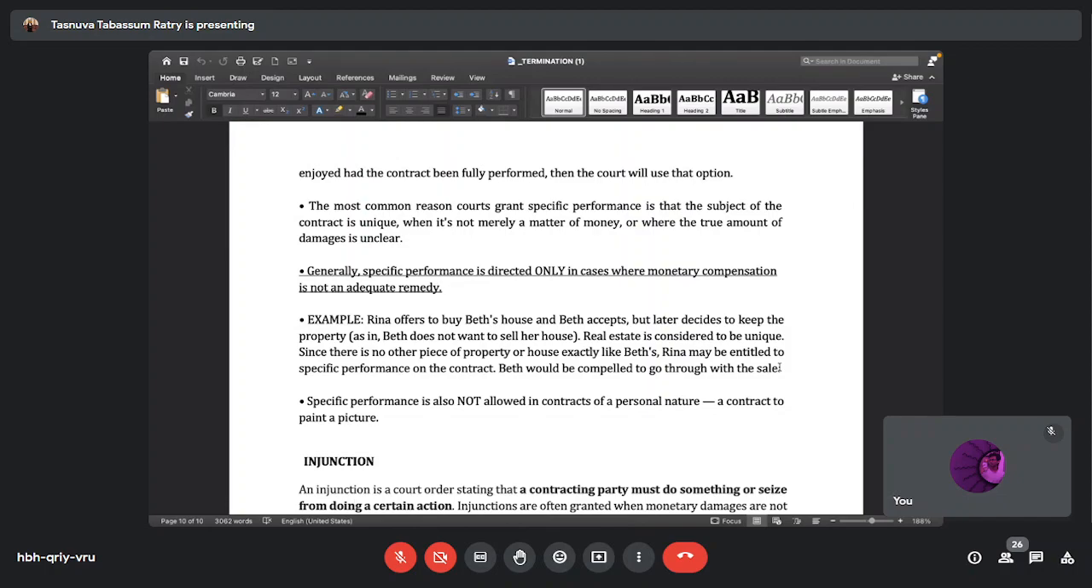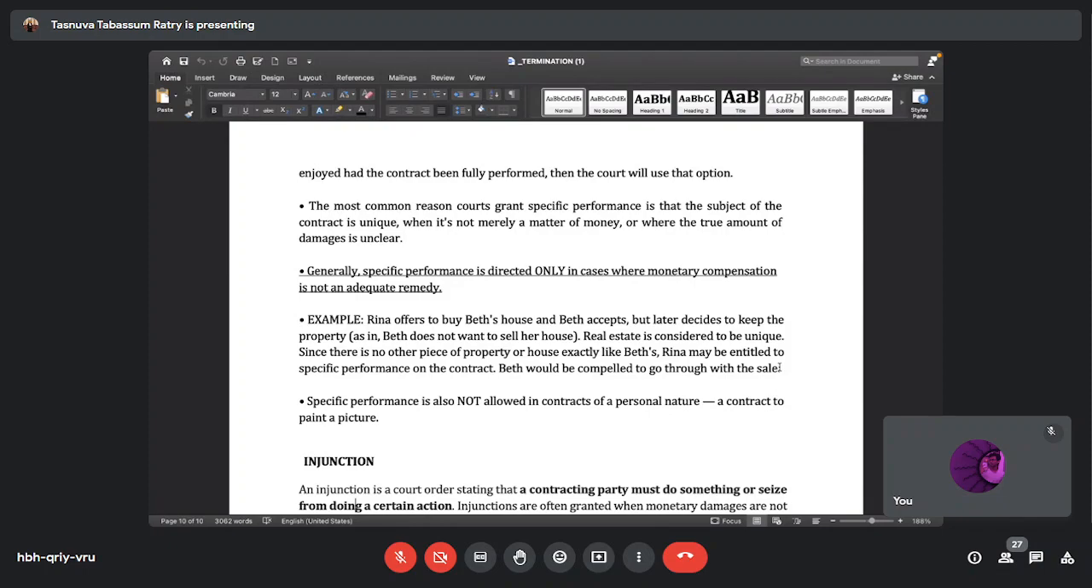Other than that, in any other sort of contracts where the contracts are not of personal nature, the court can give an order of specific performance. The usual common reason for the contract to be given the order of specific performance because of the breach is where the court finds that the true amount of damage is unclear. And the general rule is always that whenever you're giving a verdict, it must be ensuring fairness to the parties.